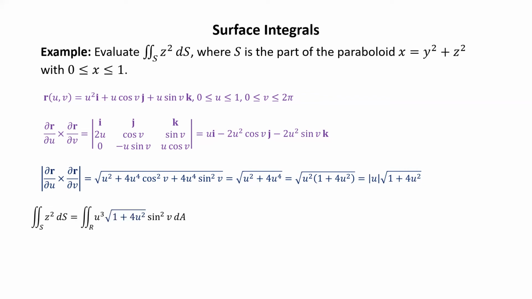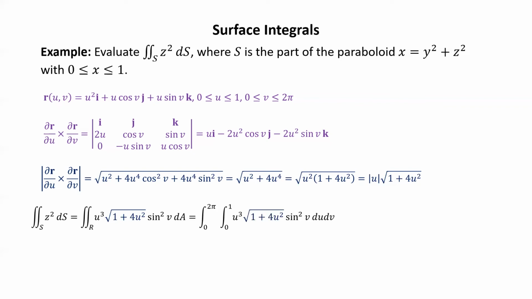We're first going to change it to a double integral. We're going to replace z by what it is in terms of u and v, which is u sine v. So z squared is u squared sine squared v. And then we also have to multiply by the length of the cross product of the partials that we just found, which is absolute u, or just u, because as we said, u is between 0 and 1, and times square root of 1 plus 4u squared. So we had a u squared, we're multiplying by an extra u, that's where the u cubed comes from.